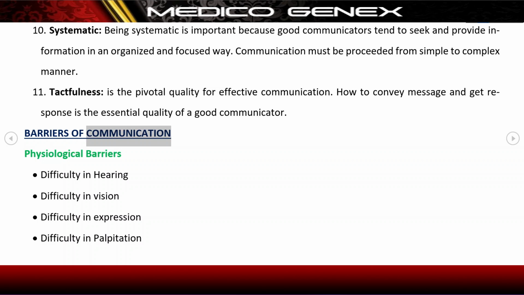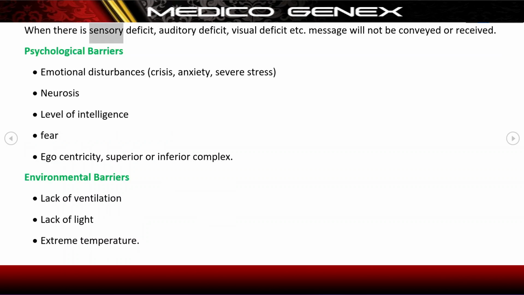Barriers of communication. Physiological barriers: difficulty in hearing, difficulty in vision, difficulty in expression, difficulty in palpitation. When there is a sensory deficit, auditory deficit, visual deficit, etc., the message will not be conveyed or received. Psychological barriers: emotional disturbances, crisis, anxiety, severe stress, neurosis, level of intelligence, fear, egocentricity, superior or inferior complex.